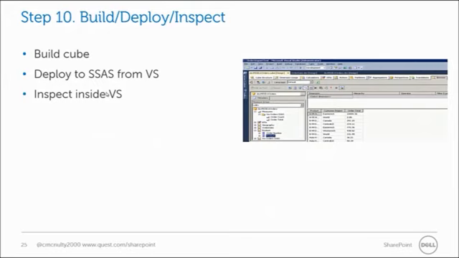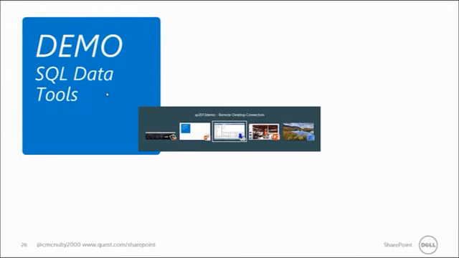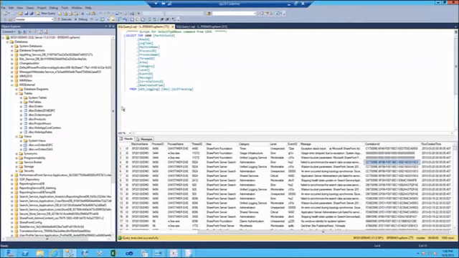Finally, once all that is done, we build the cube and we deploy it back to Analysis Services from inside Studio. And we can take a look at it and make sure that all those numbers are properly formatting inside of the cube before we jump over to SharePoint. So let's take a look at that inside of SQL Server Data Tools.